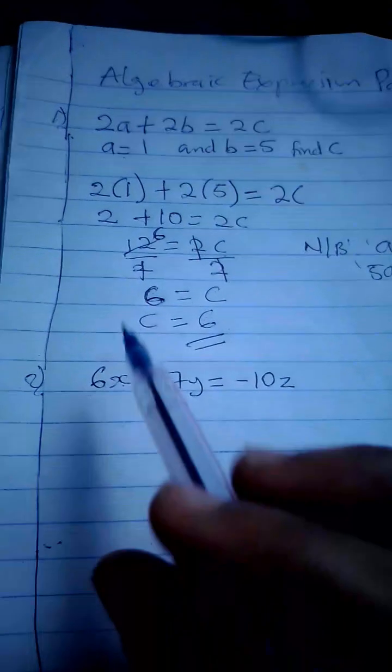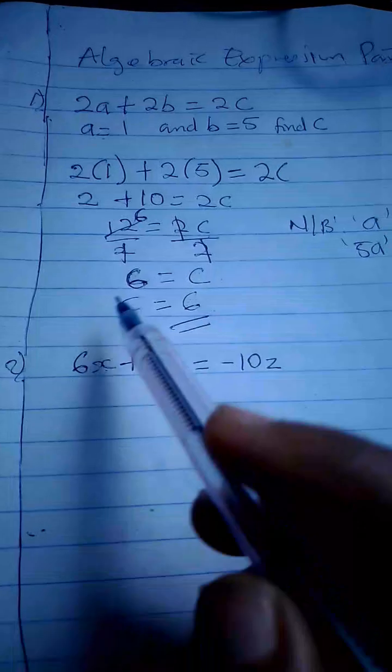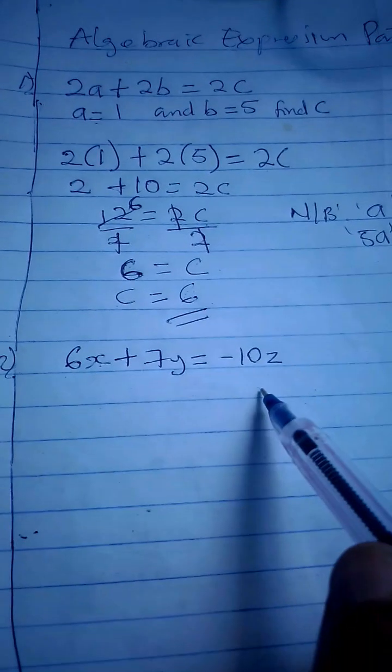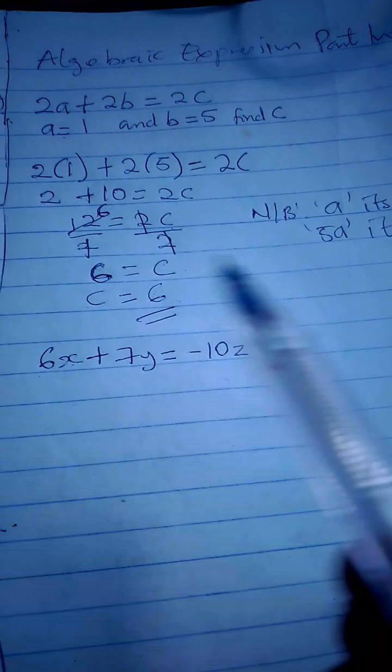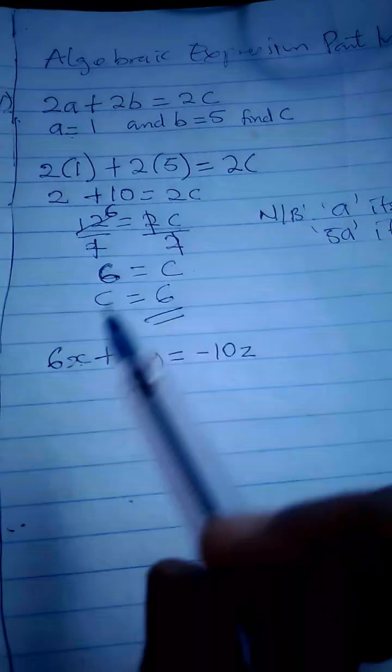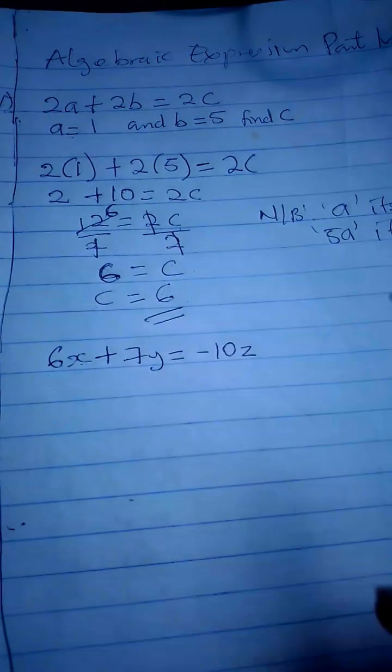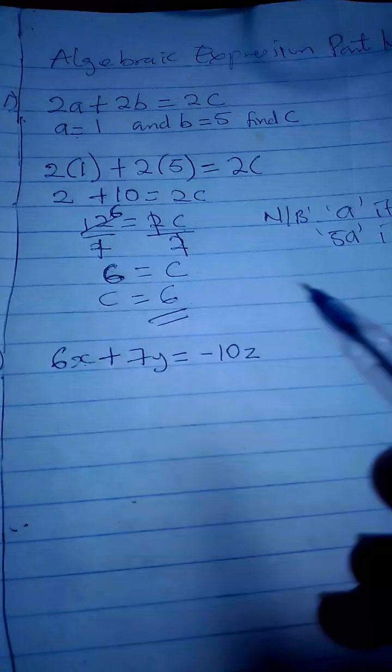Notice I'm no longer using A, B, C. It doesn't matter so long as it's a letter. An algebraic expression is where you have letters in an expression, and those letters represent variables, that is unknown numbers. Yes, I throw more light on it in case you didn't get it the first time.